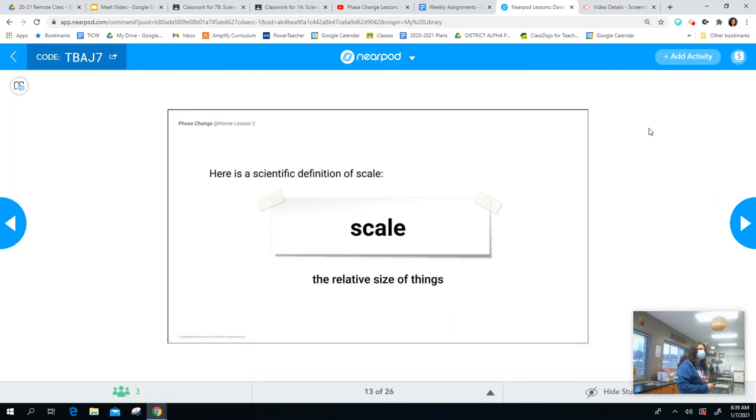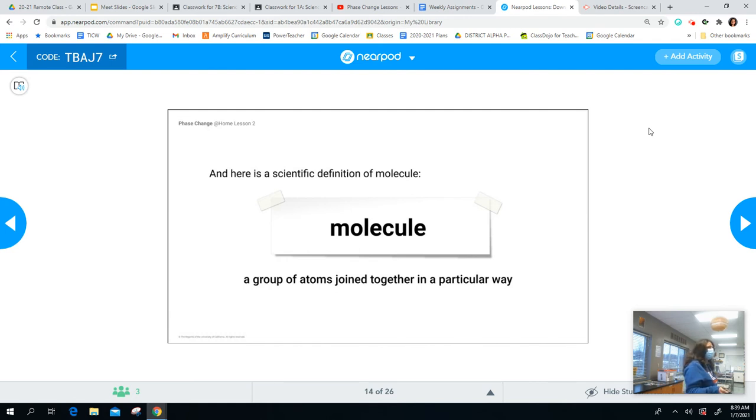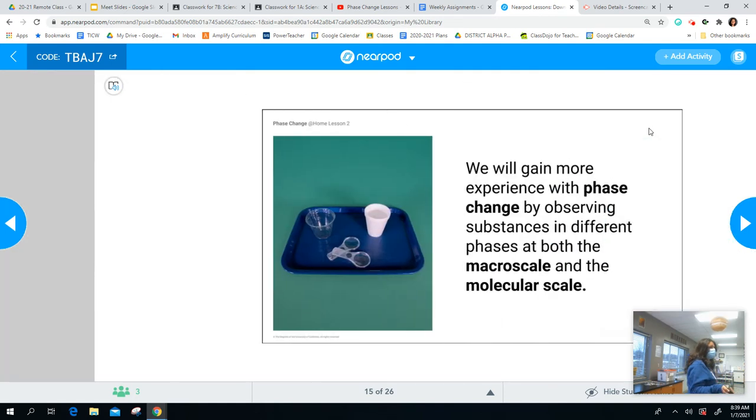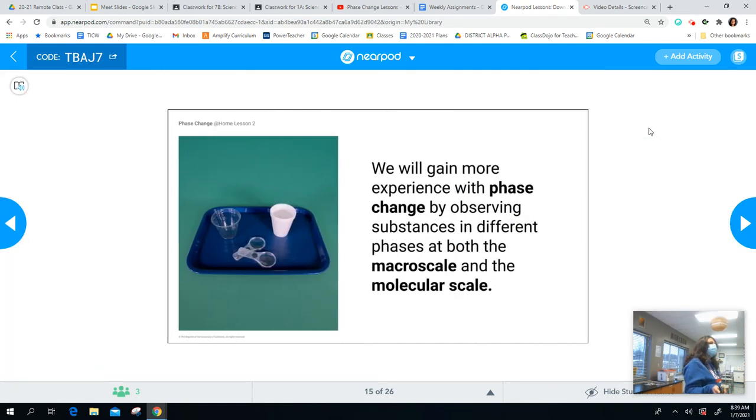Scale is the relative size of things. A molecule is a group of atoms joined together in a particular way, like H2O. We're going to gain more experience with phase change by observing substances in different phases at both the macro and the molecular scale.